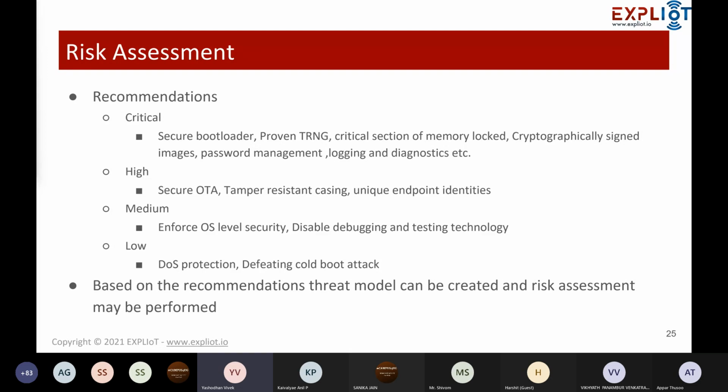Then there is something called a proven TRNG. TRNG stands for True Random Number Generator. When you are doing cryptographic operations or any kind of security operations, this true random number generator is very important, and most of your ARM devices will come under such kinds of MCUs. Then it also looks for some of the critical sections of memory to be locked. So you can go for a memory protection unit, or you can have an OTP, a one-time programmable unit, in some sections of the memory. These are some of the recommendations which are critical.